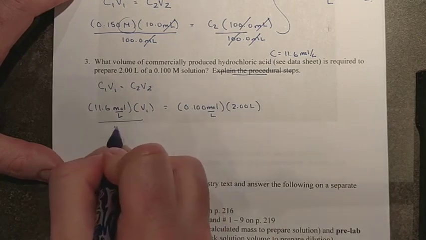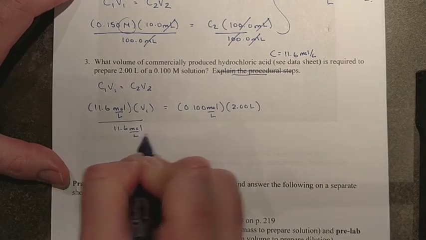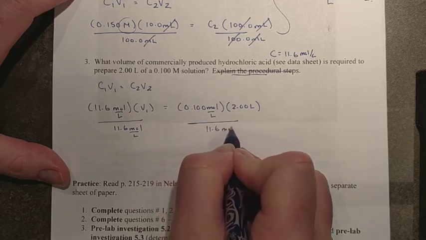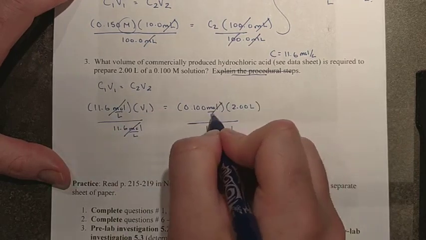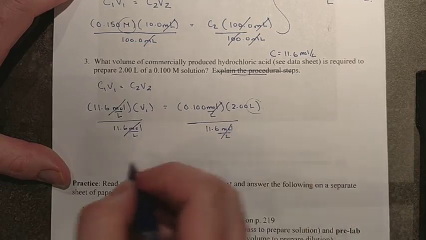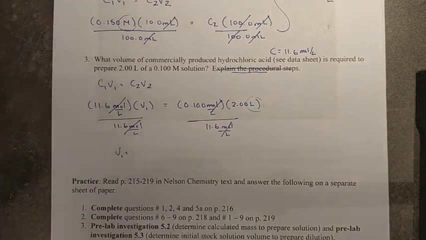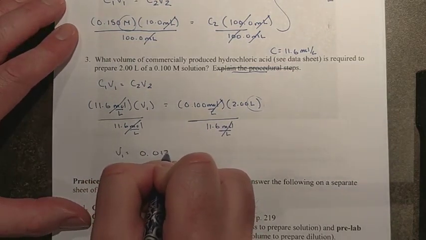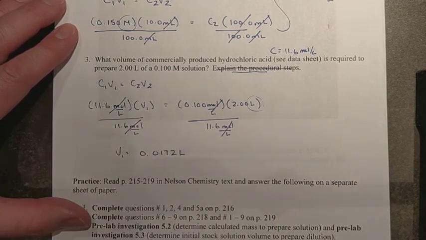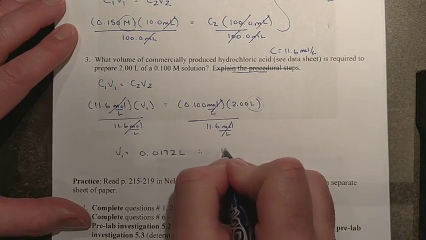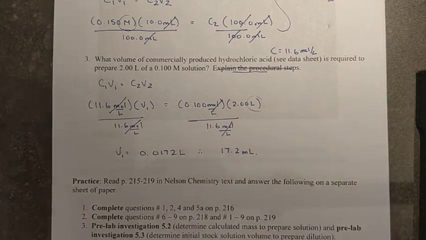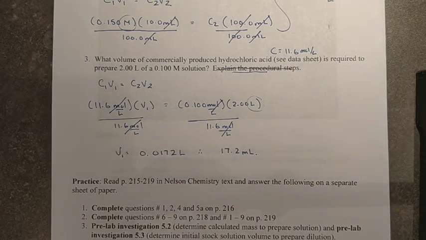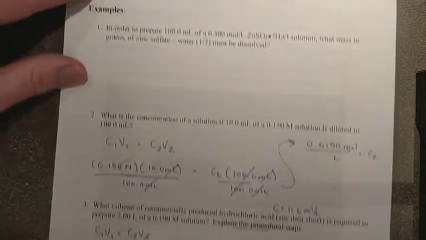So to get the volume that I need, I divide by 11.6 moles per liter. Do that to both sides. You can see moles per liter cancel, and I'm left with a volume in liters. So V1, when you run it through your calculator, should be 0.0172 liters in our 3-digit limit, or if you prefer, 17.2 milliliters. All right, dilution equation, pretty straightforward. Okay, I will come back to this one here.